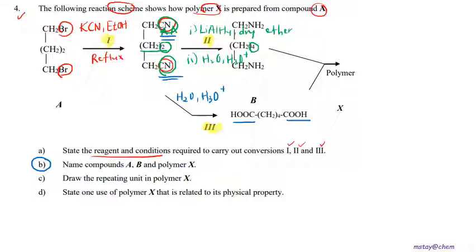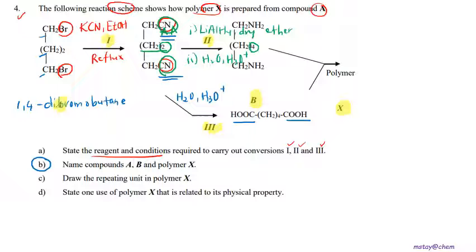Name the compound A. So compound A here we have 1 carbon, 2, 3, 4. So it's 1,4-dibromobutane. Okay, and then we have to name the structure. Sorry, we highlight here compound A, compound B, and also polymer X.